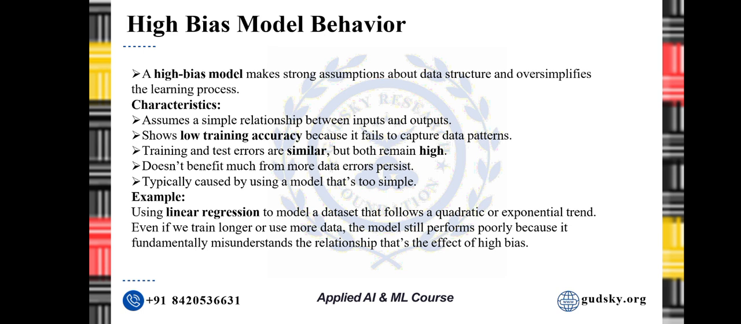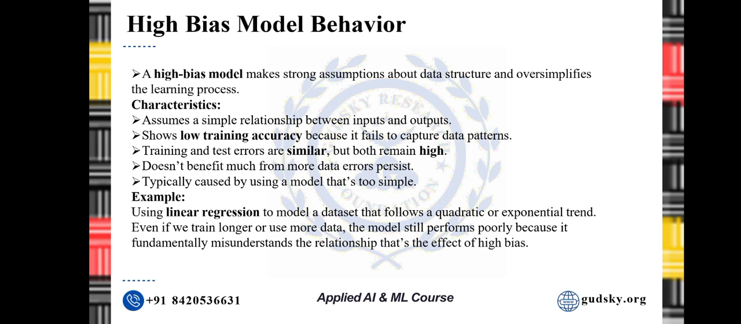Now let's look more closely at what happens when a model has high bias, also known as the underfitting zone. A high bias model makes strong assumptions about the data. It oversimplifies the learning process. For example, let's say we have a data set where the relationship is actually exponential, maybe predicting population growth, but we choose to model it with a straight line. No matter how long we train or how much data we give, the model will always be wrong. Why? Because it's making the wrong assumption about how the world works.